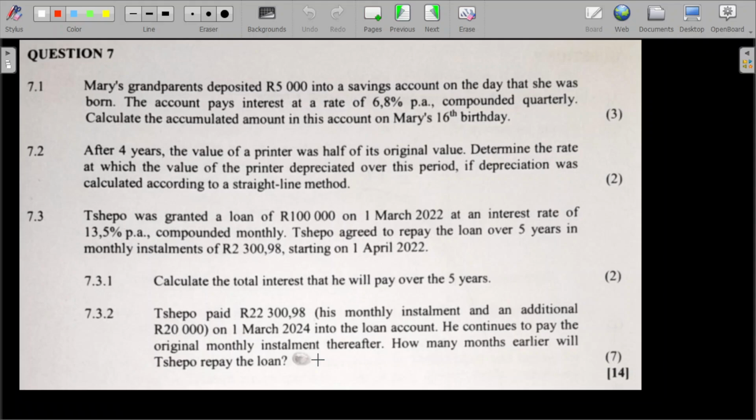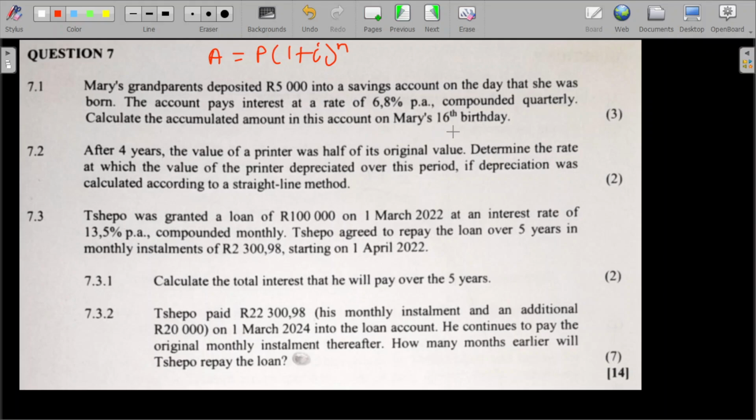And then question 7. Maria's grandfather deposited 5,000 into the savings account on the day that she was born, and the account pays an interest rate of 6.8% per annum, compounded quarterly. Calculate the accumulated amount in this account. So this one is just A = P(1 + i)^n, with everything compounded quarterly, so i is divided by 4, times 4.